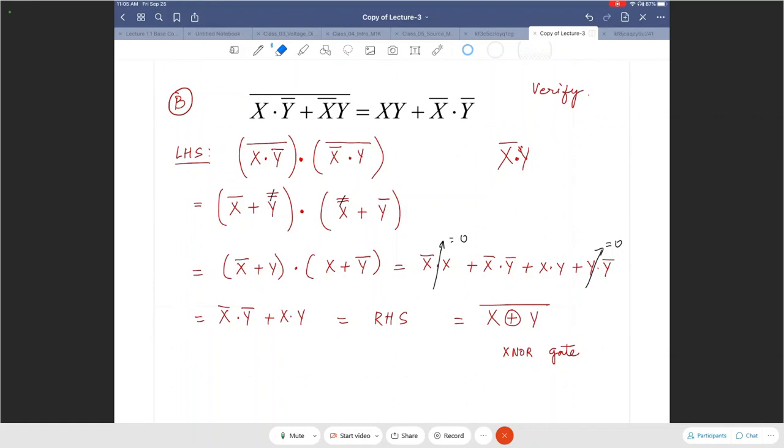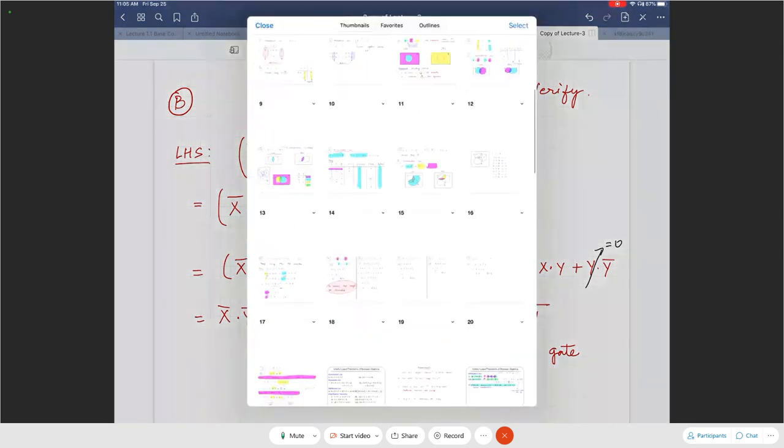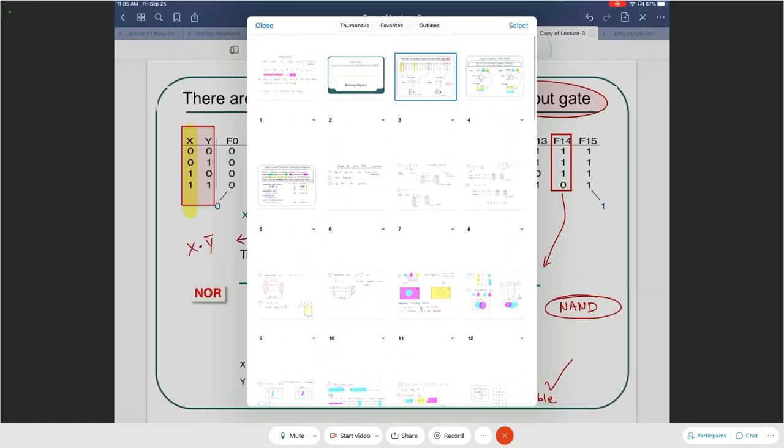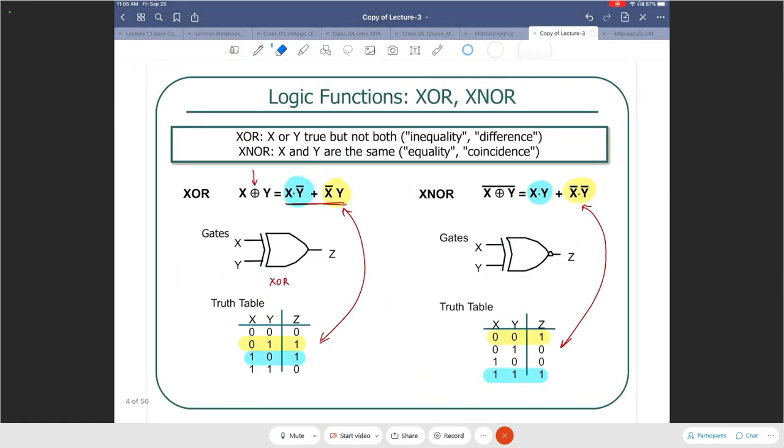I'm confused about the exclusive NOR part. Okay, so let's take a look. This is the third slide of lecture 3, where we looked at exclusive NOR and exclusive OR gates. So exclusive NOR is actually x and y and x complement and y complement. That's the truth table. That's the symbol. And if you notice, this guy is literally what we had just now. So by just recognizing that, I wrote that as a simple form.